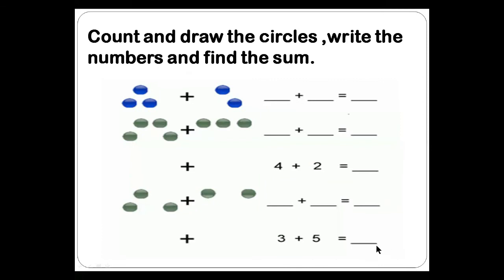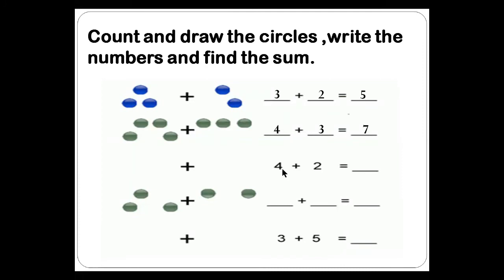The next, count and draw the circles, write the numbers and find the sums. Here the circles are given to you, you will count them and write the answer. And then you have to also draw the circles. First we have how many circles? 3. We put the 3, then we have 2, we write the 2, so 3 plus 2 equal to 5. The second one we have 4 circles, we put the 4, and the next we have 3 circles, we put the 3. 4 plus 3 equal to 7.